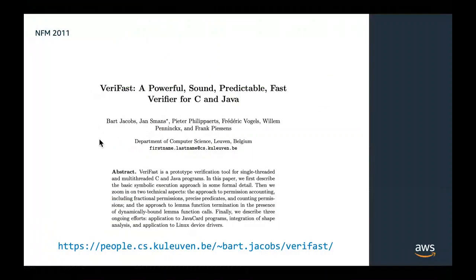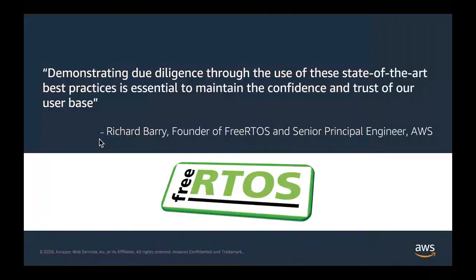Let me finish with a quote from Richard Barry. He's the founder of the FreeRTOS project and a senior principal here at Amazon. And I asked him to comment on the work to apply separation logic and all the other pieces of automated reasoning that we're doing too. And he said, quote, demonstrating due diligence through the use of these state-of-the-art best practices is essential to maintain the confidence and trust of our user base.